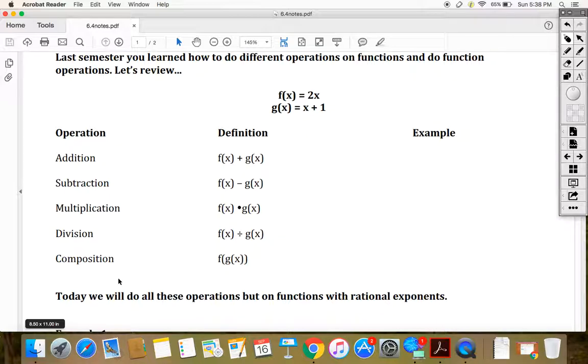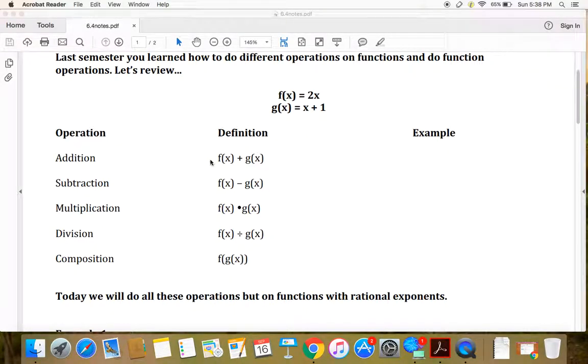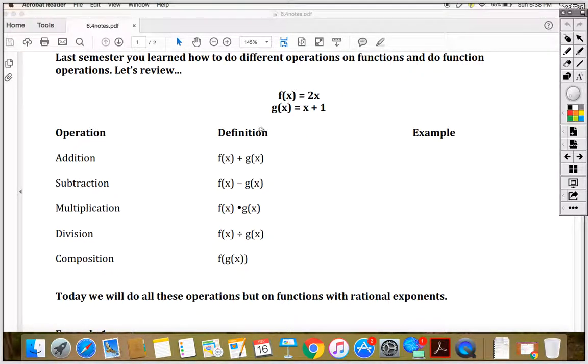So we're going to start out with a review. So we can do addition with our two functions up here, f of x and g of x. If I want to do f of x plus g of x, I'm going to take f of x, which is 2x. I'm going to add it to g of x, which is x plus 1. Okay, so in order to add polynomials, I just need to add like terms. So 2x plus 1x is 3x. So remember, when you combine like terms, you don't add your powers. And then I just have my positive 1 at the end.